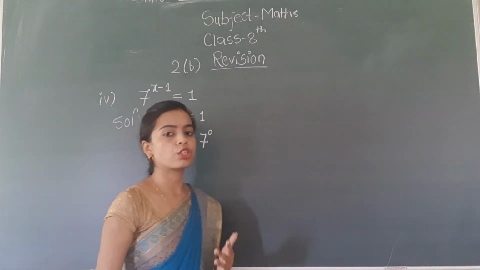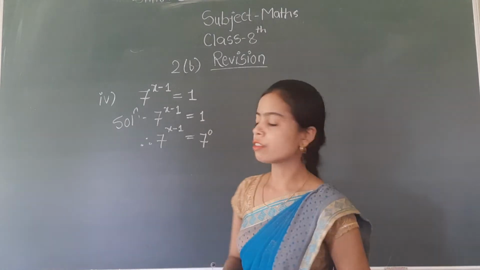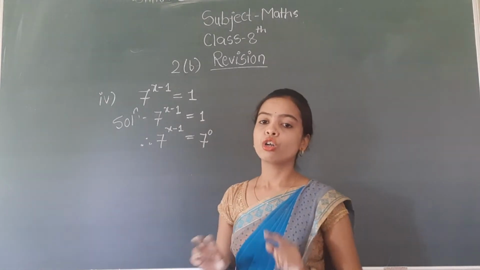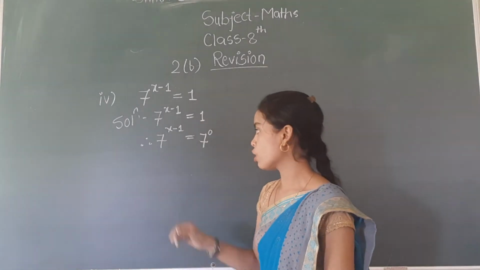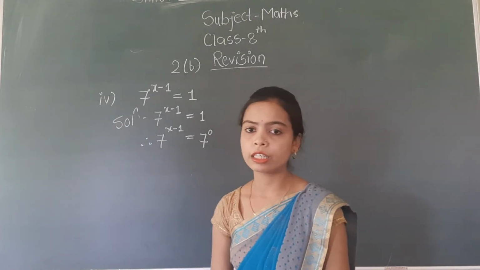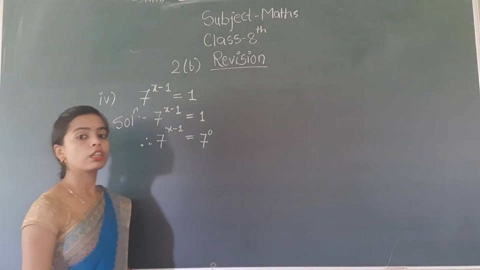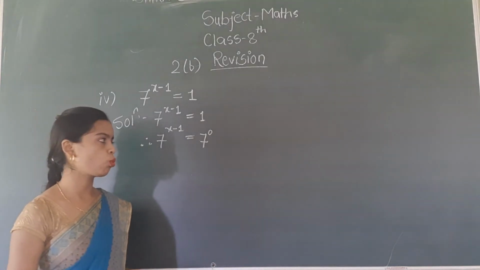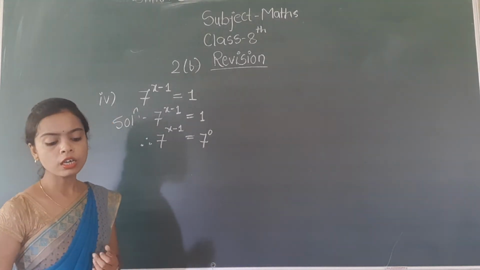Now the question is why I wrote 7 raised to the power 0, not another number? Because on the left hand side the base is 7, so on the right hand side the base must be 7. Only then can we equate the powers. That's why I have written the 7 here.